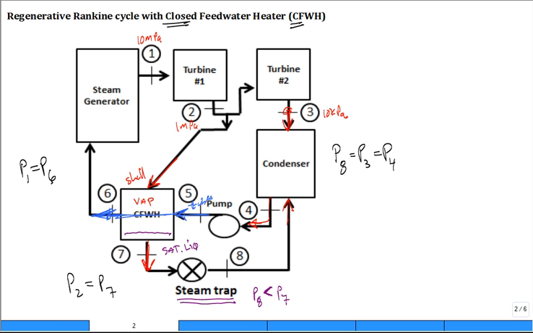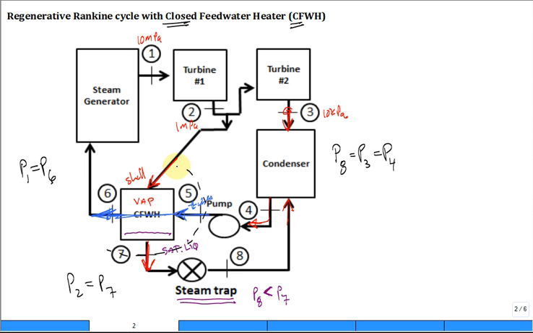No, they're both 1 megapascal. So the steam trap drops the pressure from 1 megapascal, in this case, down to 10 kilopascal. All right. Now, once we have the idea of the flows, we know it's not mixing in the closed feed water heater, and we also have a good idea of the pressures, then we can do an energy balance around this closed feed water heater.